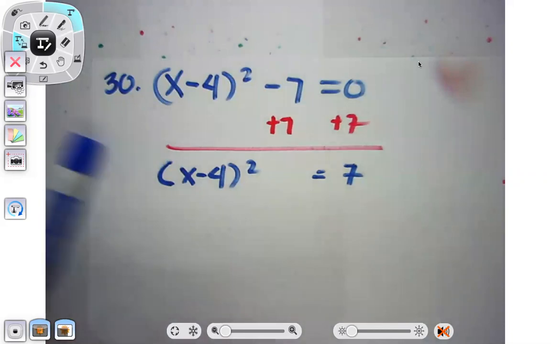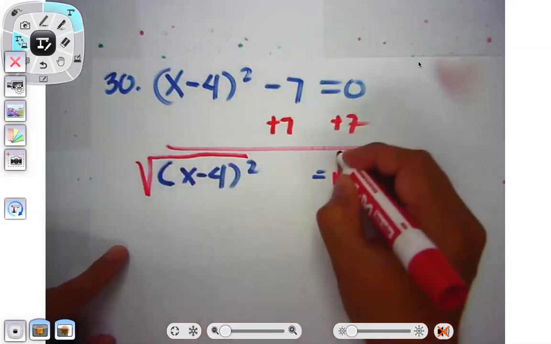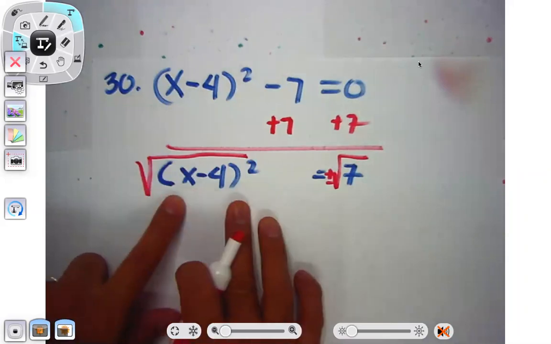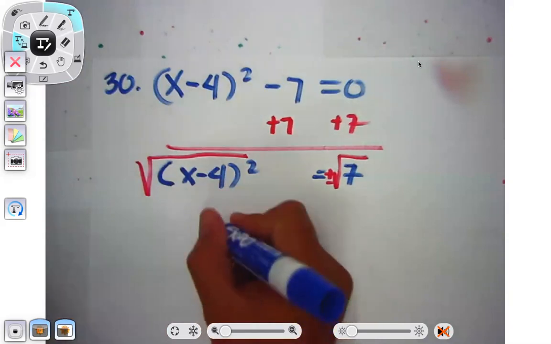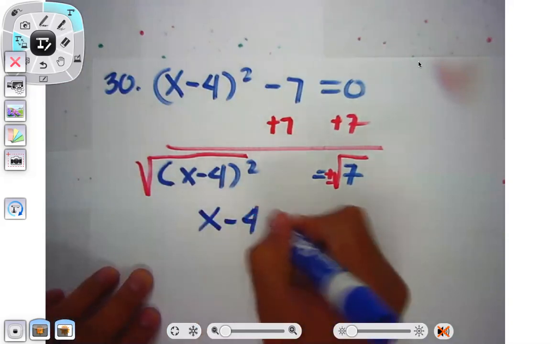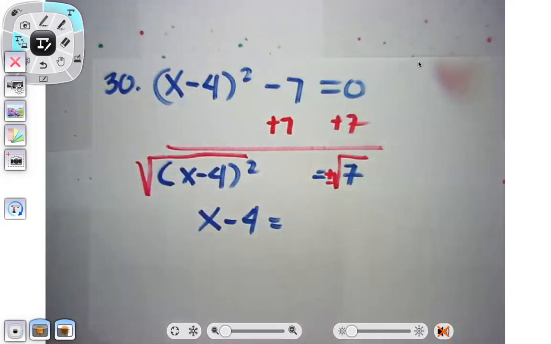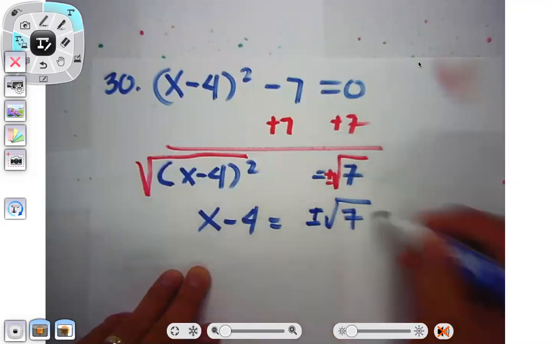So we have a perfect square on the left side. We get the square root of that. Also, this one, we get a square root positive negative. The square root of x minus 4 squared is simply your x minus 4. And that's equal to, well, 7 is not a perfect square, right? And you cannot simplify it. So you can simply write here positive negative square root of 7.